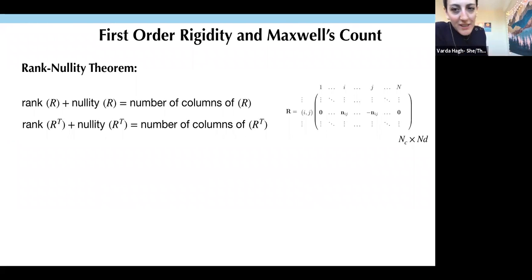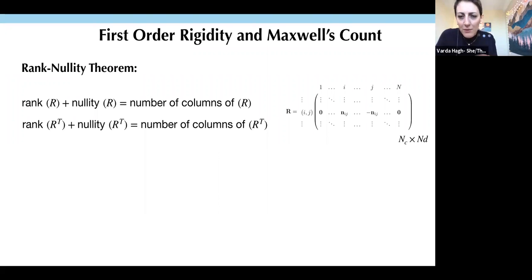Now, using this rigidity matrix, which is useful to understand all these properties in the system, and also the rigidity, we can get to something at the heart of understanding rigidity in first order rigid systems, which is the Maxwell's count. We can start with the rank nullity theorem, a theorem in linear algebra that says the rank of any matrix plus the nullity of that matrix equals the dimension of that matrix. So if we use this for the rigidity matrix, rank of R plus nullity of R is equal to the number of columns in R.